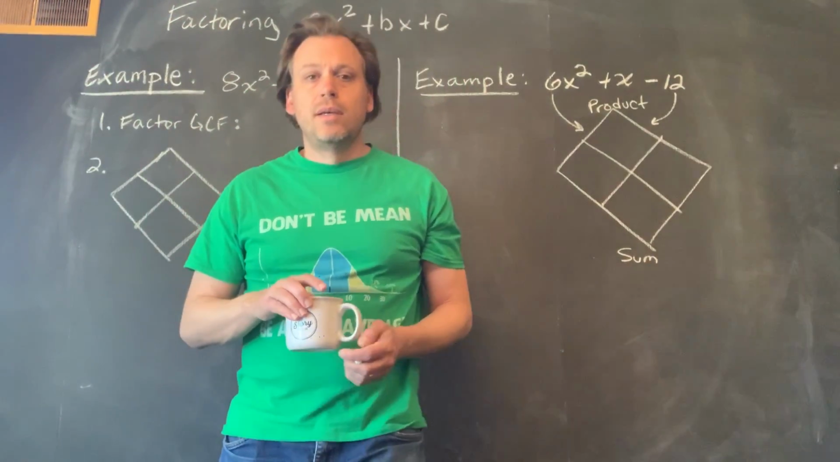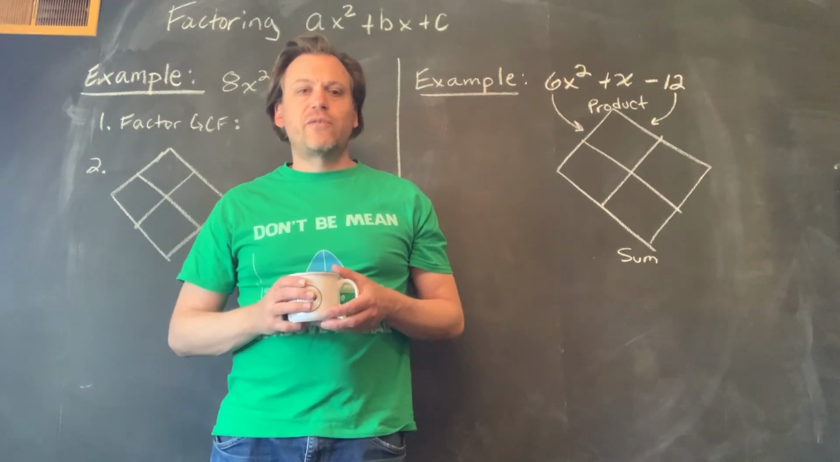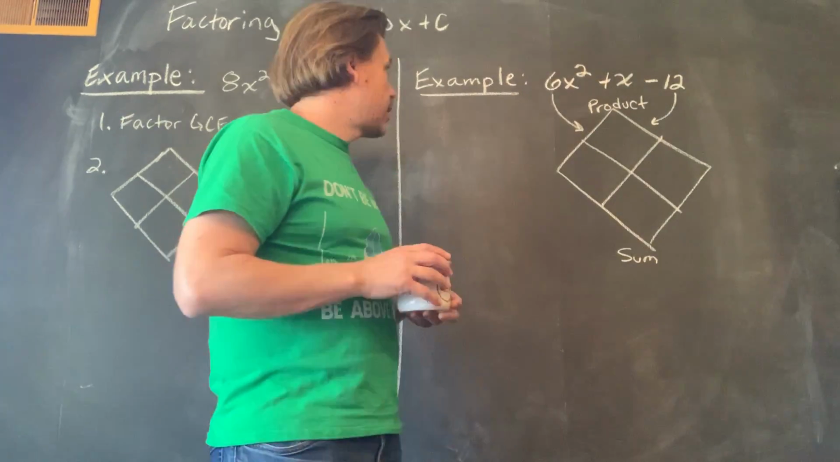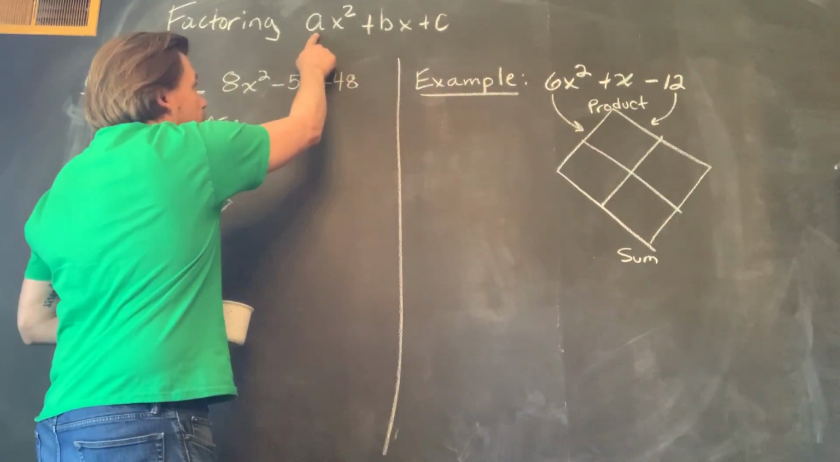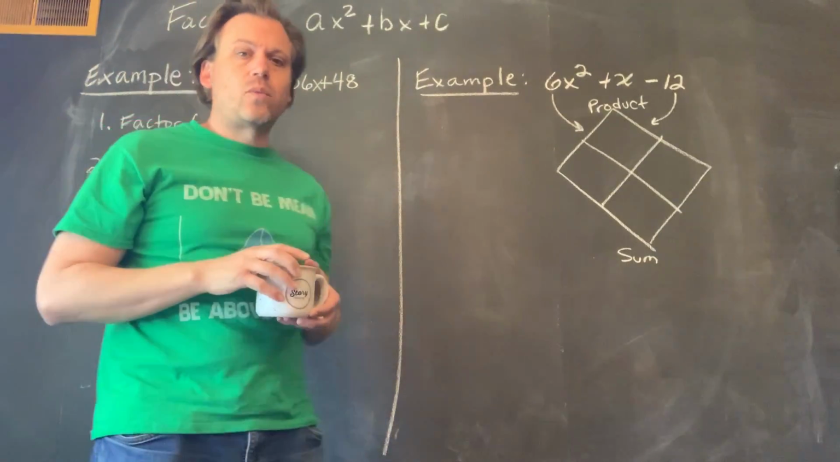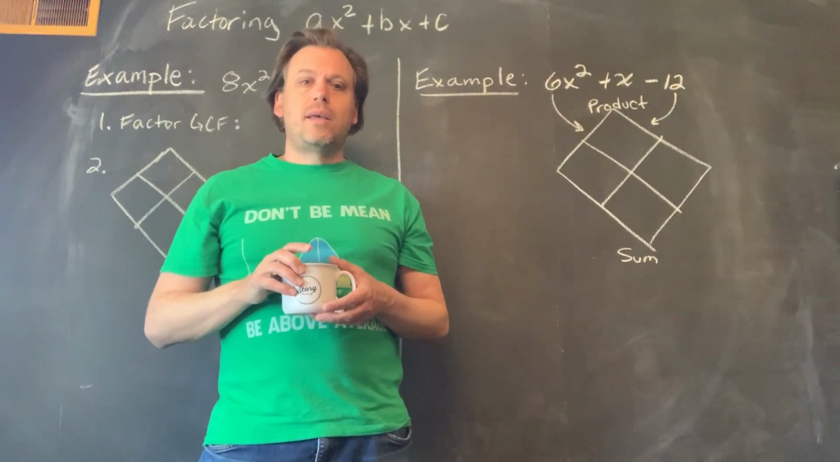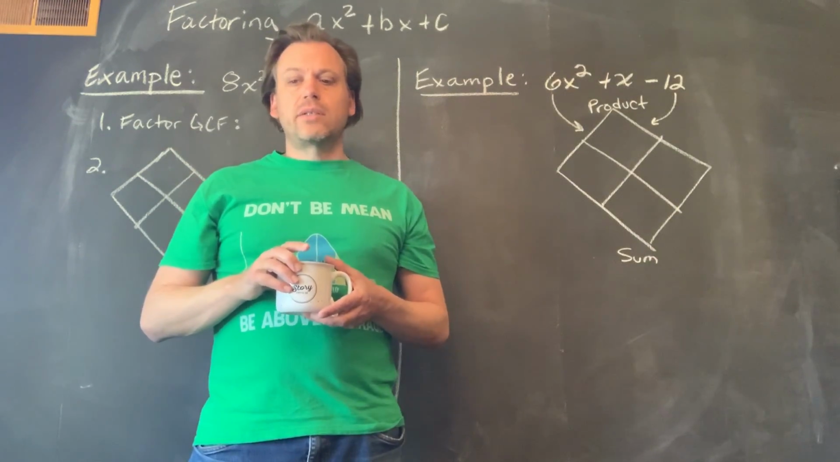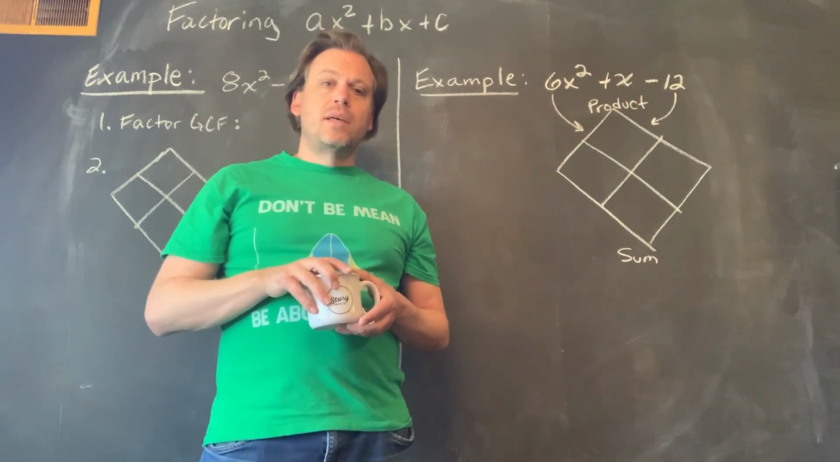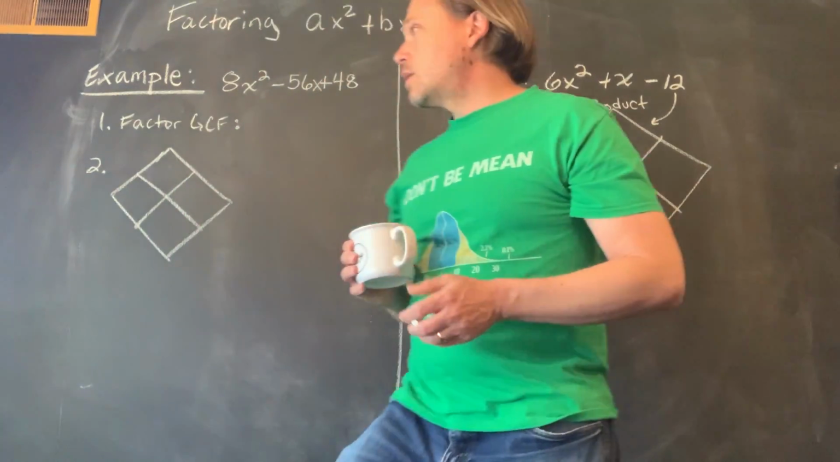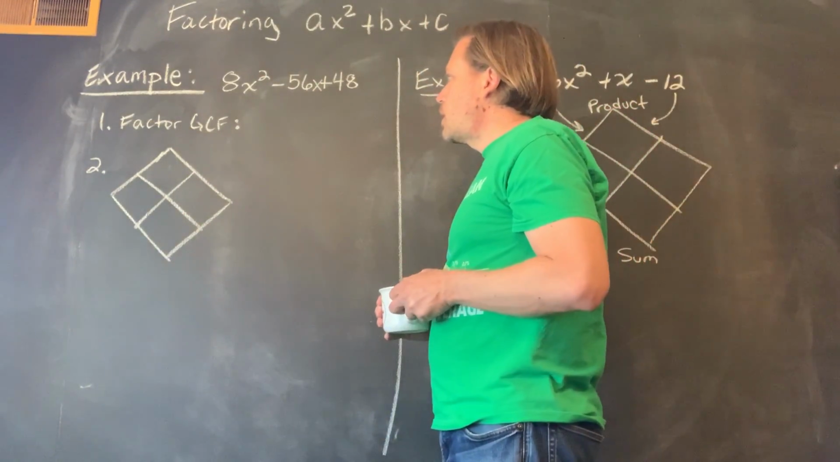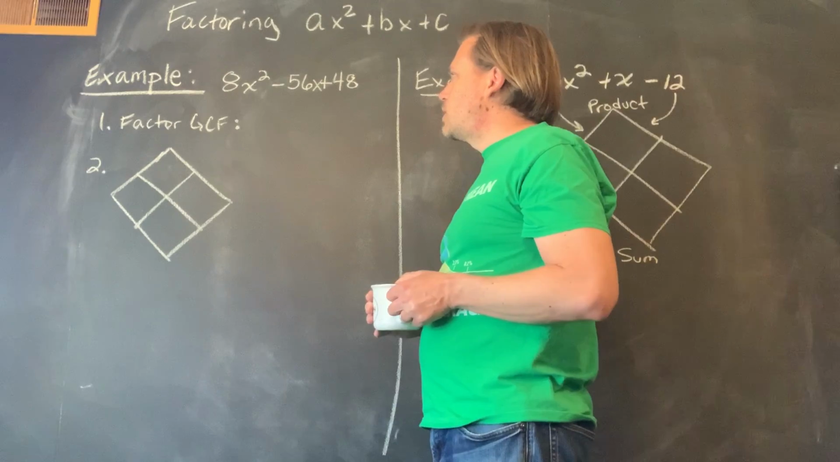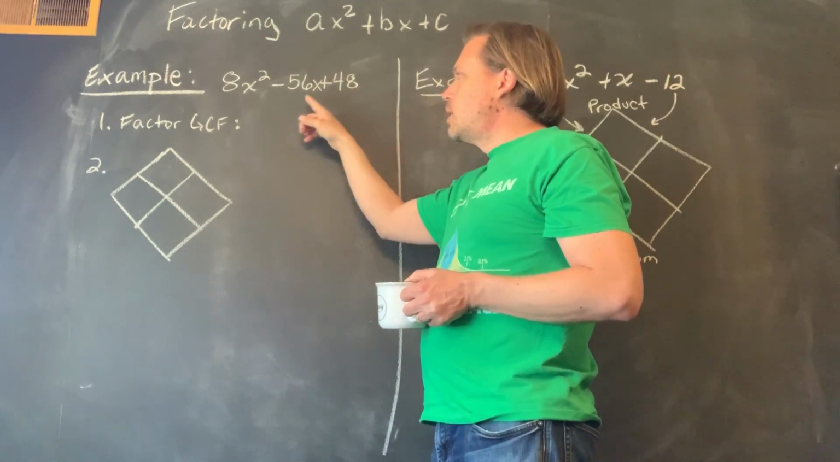Good morning, everyone. Want to do a couple examples of factoring when there is a leading coefficient larger than 1. And I'm going to do that with diamond problems like before, but let's just look at a couple examples. The first one, you have 8x squared minus 56x plus 48.